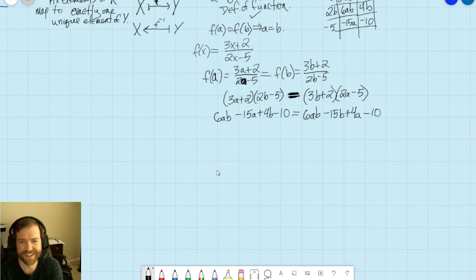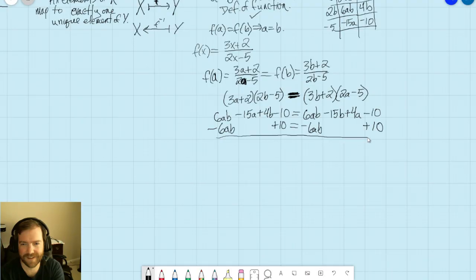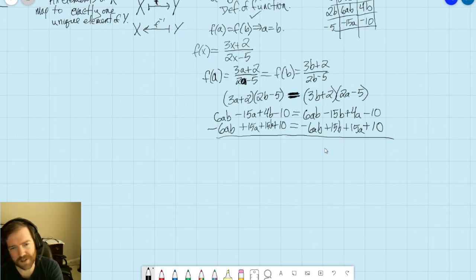So here we've got to subtract 6ab from both sides. We've got to add 10 to both sides. So that's gone. I might as well just do this. So I'm going to move all the a's to make them positive. So plus 15a, and make all the b's positive if you can. In this case, you can. Plus 15b. So all this stuff goes away on its various sides, and you get 19b equals 19a, which then means that b equals a.